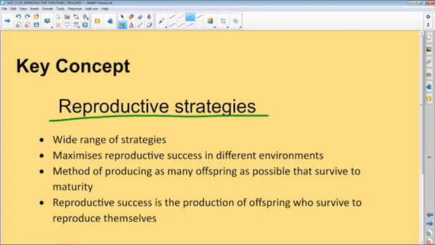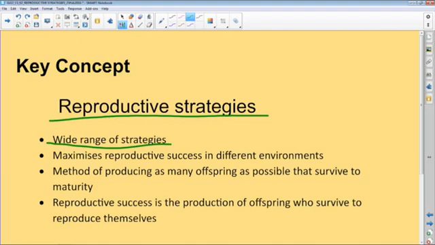Okay, and you'll die out, and the whole species will die out. So you need to get this. Okay, first one, there's a wide range of strategies. There's different ways of looking at it, right? Different strategies to get reproduction going. And remember, the reproductive system is the most important.